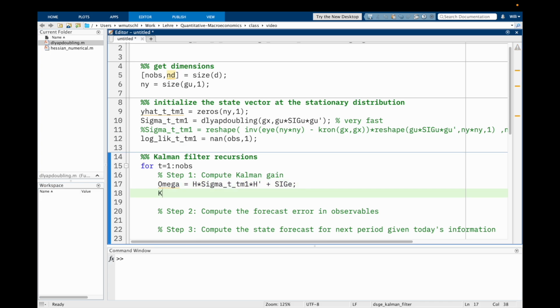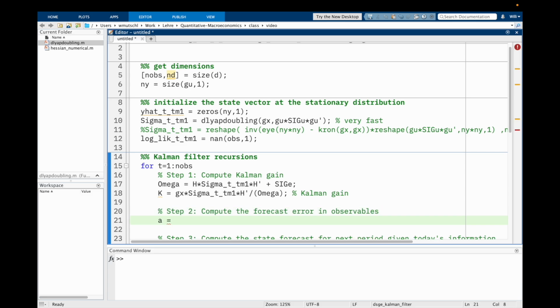Now the Kalman gain, let's call that K, is gx times sigma t given t minus 1 times h prime times the inverse of omega, and we're going to use MATLAB's multiply function that is more robust than times inverse. You could do that, but this usually performs better. So this is the Kalman gain. Okay, that's it. Now let's compute the forecast error.